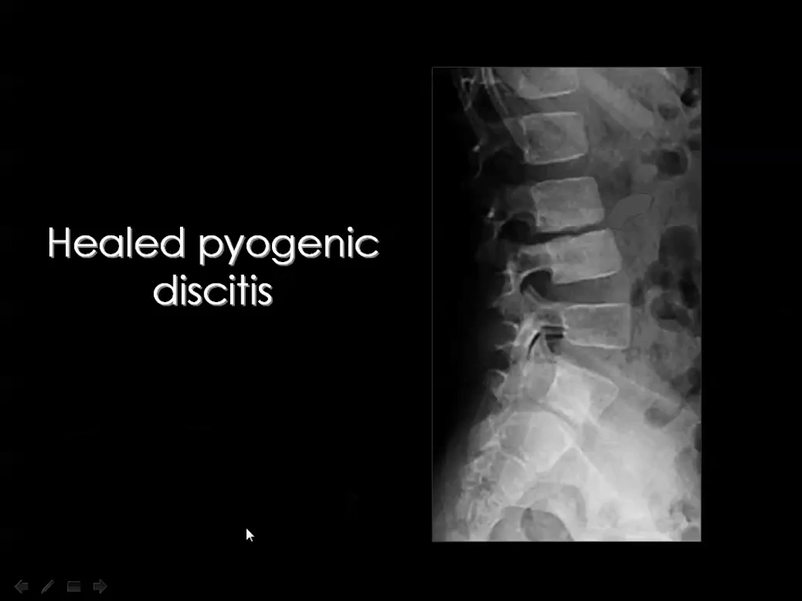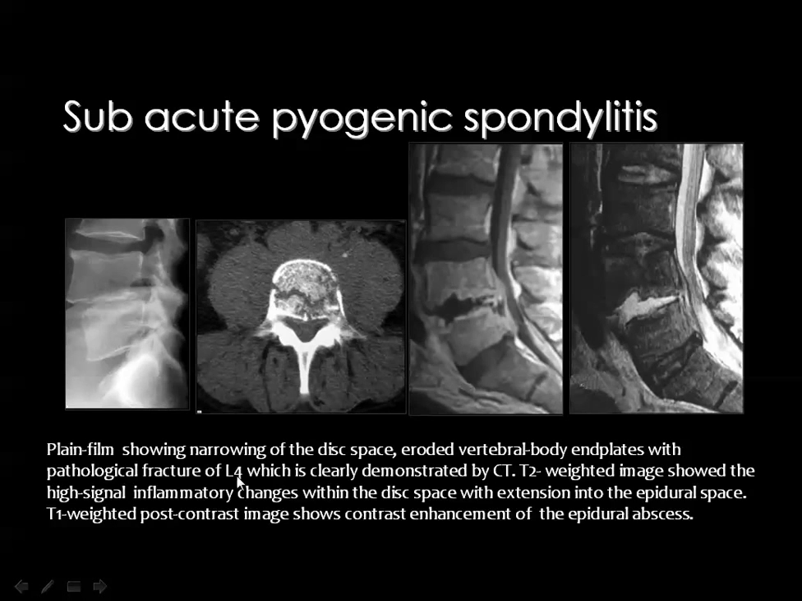Then whenever you see the developing of a sclerotic reaction, then you know that this inflammatory process is going to heal. And this is an example of healing pyogenic discitis, or healed, where you got bony sclerosis of the opposing vertebral end plates, and of course the disc will be narrowed because of the loss of the disc material, and there is absence of signs of acute inflammation. And this is what we call healing or subacute pyogenic discitis.